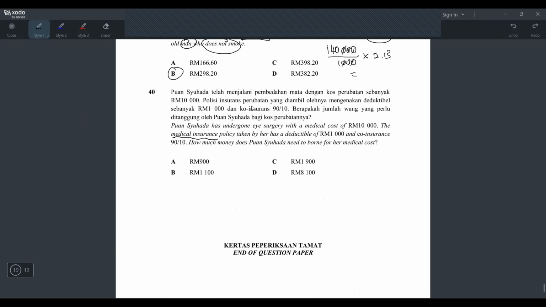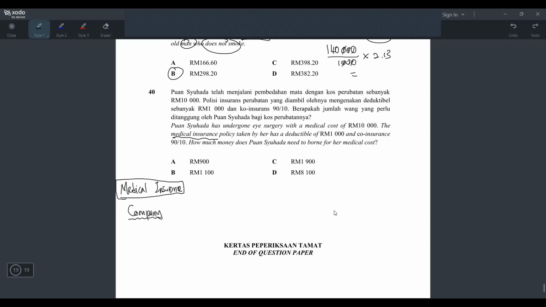Okay, medical insurance. Don't look at the question, just look at this. I'll write the notes here. So for medical insurance, I will write for you all the formulas you need to know. You need to know how to calculate the cost borne by the company.